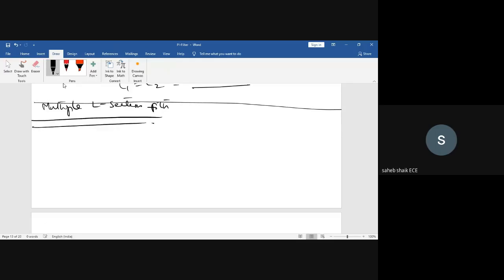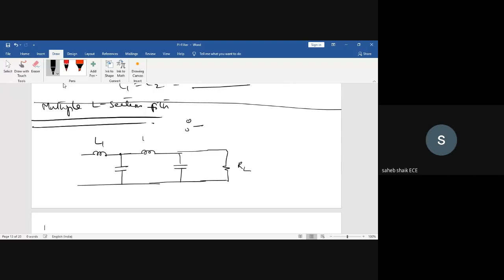What is this multiple L section filter? More number of LC section filters are used to get effective filtering. You can see the circuit here. This is the first section, followed by another inductor, followed by the load resistor RL. So this is L1, this is L2, and this is C1, and this is C2.